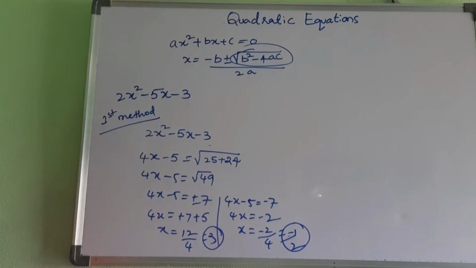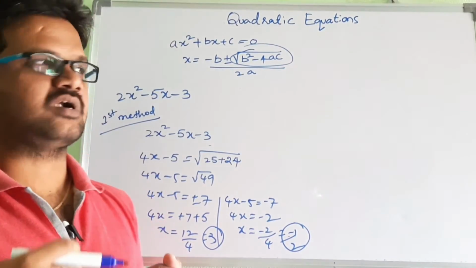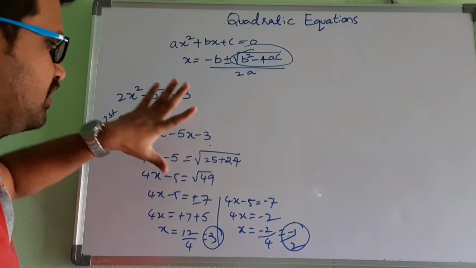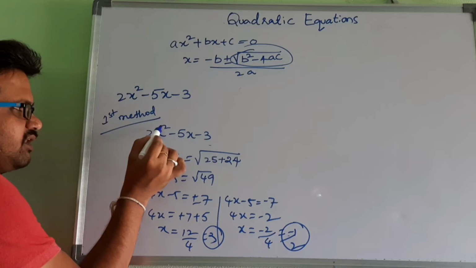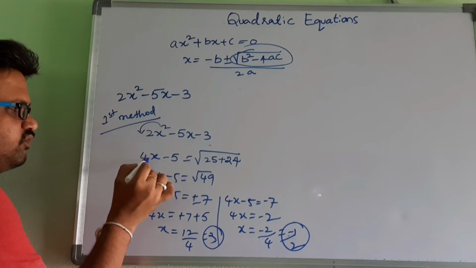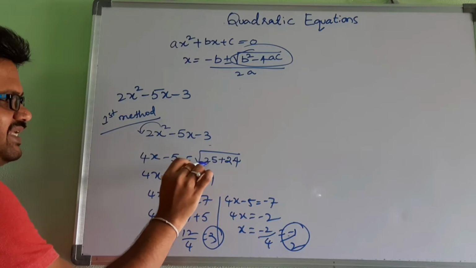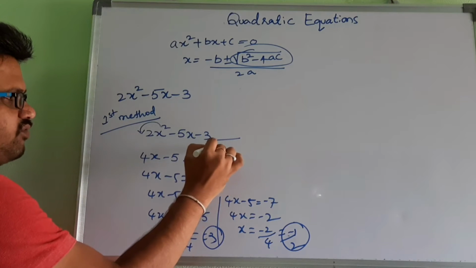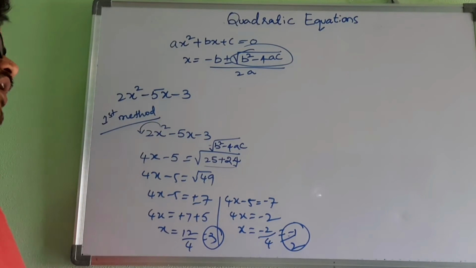This is one method. Without using any of our regular methods, factorization, completing the square or the formula method, we can do this directly. What we have to do is multiply the 2 here, 2 into 2 is 4, so 4x - 5 equals the square root of b² - 4ac. This is one trick.